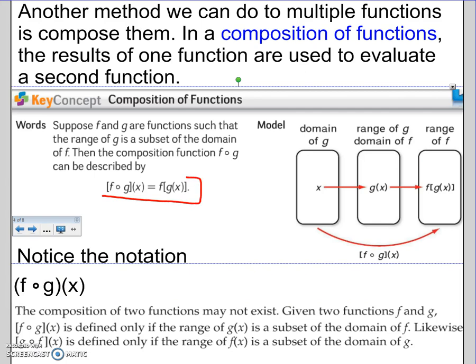Here's what it looks like. But basically, we now have this open circle right here. It's not a multiplication sign. It's an empty open circle. We can joke around and call it fog, but that's f of g of x.